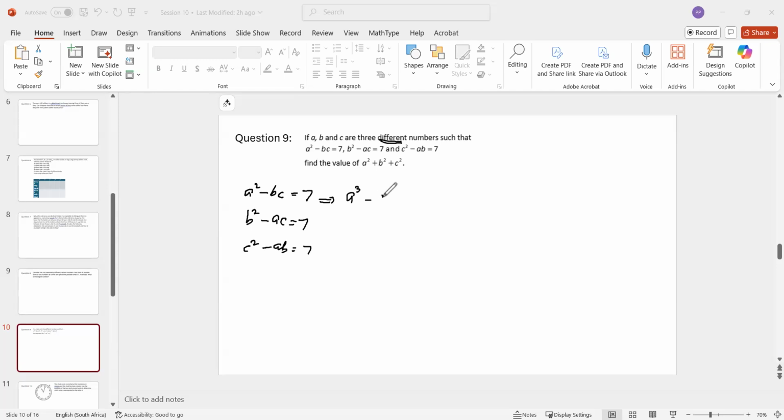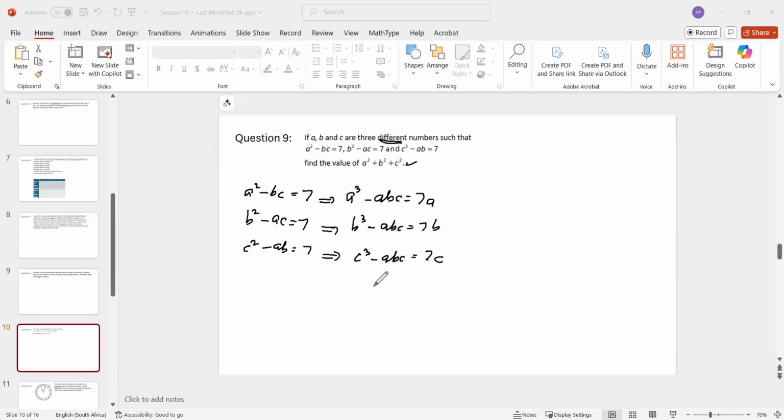So the A cubed minus ABC is equal to 7A. Right. Here too, you've got a similar thing. You've got B cubed. If I multiply this by B right through, I get B cubed minus ABC is equal to 7B, right? And then here, I can multiply right throughout by C this time, right? And I get C cubed minus ABC is equal to 7C. The problem is to find A squared plus B squared plus C squared.